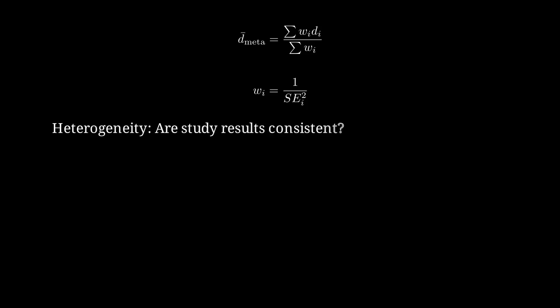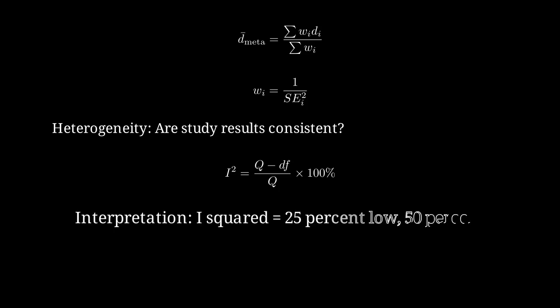We assess heterogeneity to determine if study results are consistent or variable. I-squared statistic quantifies heterogeneity as percentage of variance due to true differences versus chance. By convention, I-squared of 25% indicates low heterogeneity, 50% moderate, and 75% high.